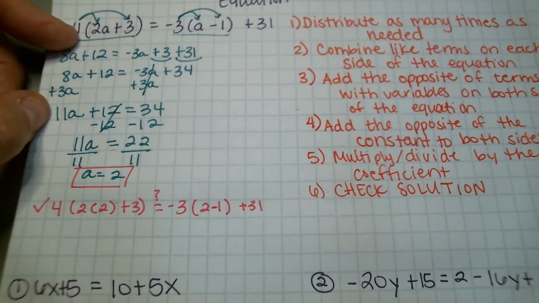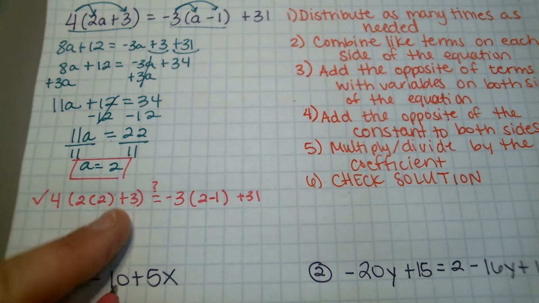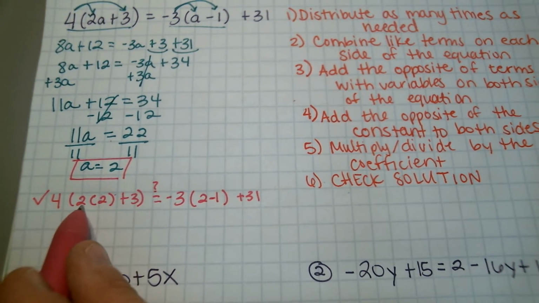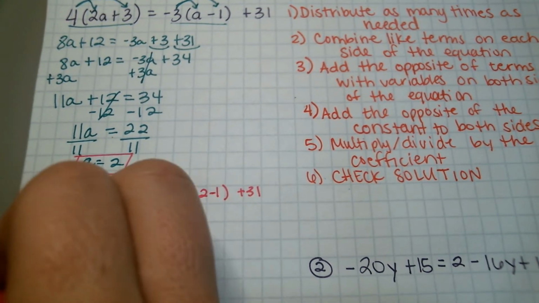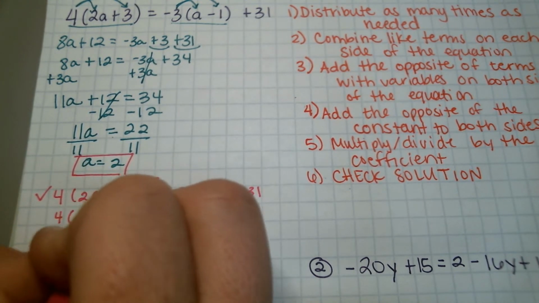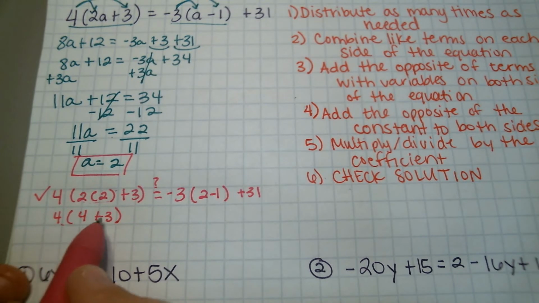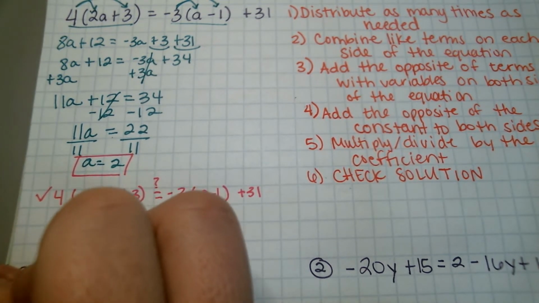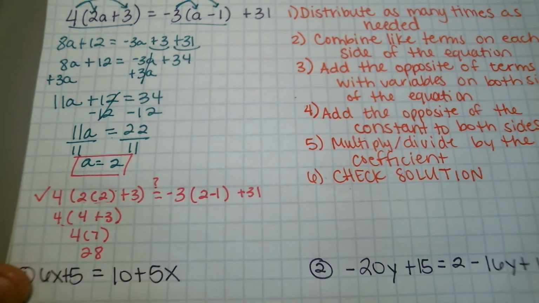So let's look at the left side and see if we can simplify that first. I have parentheses, and in my parentheses I have multiplication, so I'm going to multiply. 2 times 2 is 4, plus 3. I'm going to keep going on the left side. 4 plus 3 is 7, so I have 4 times 7. I end up with 28 on the left side.